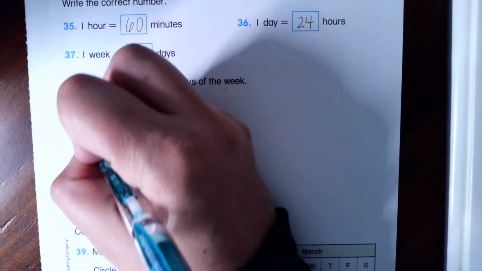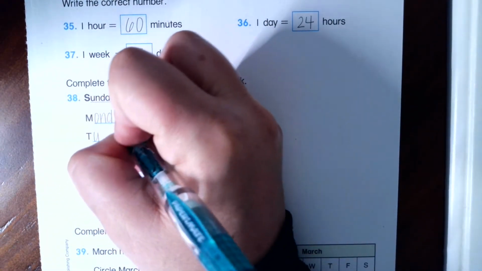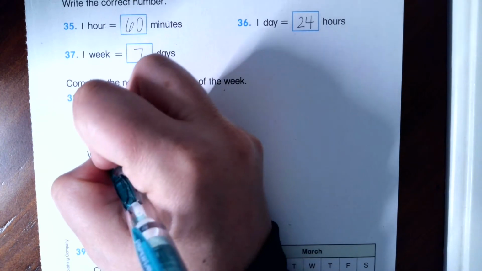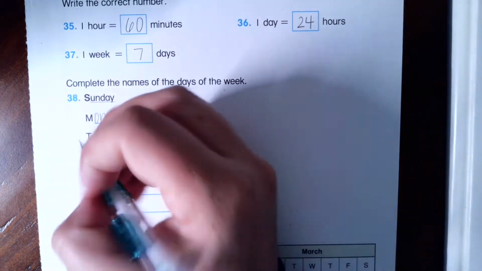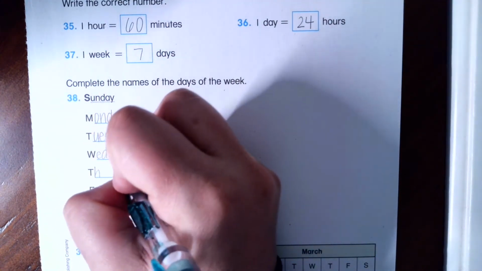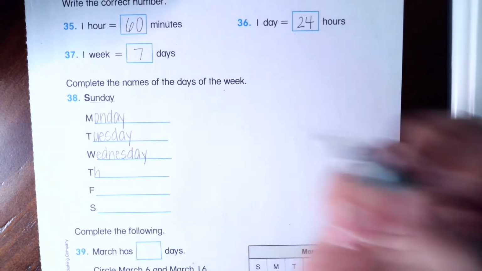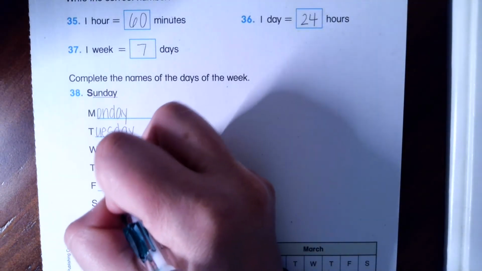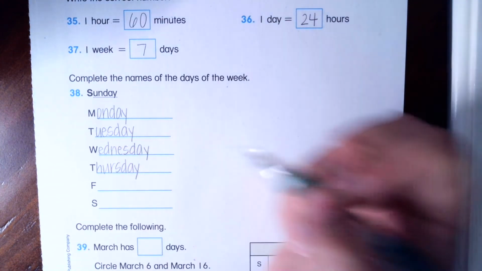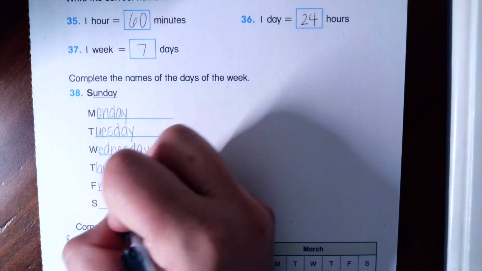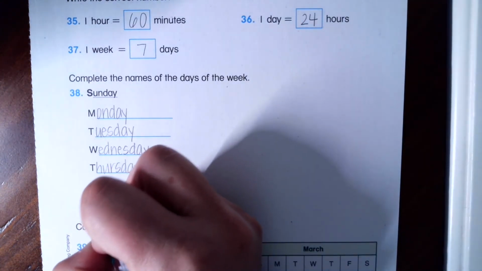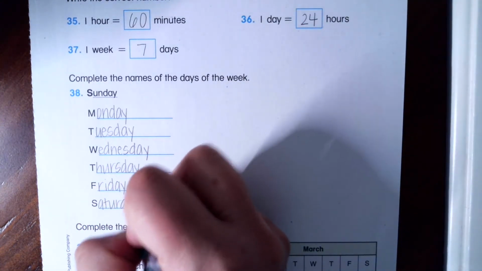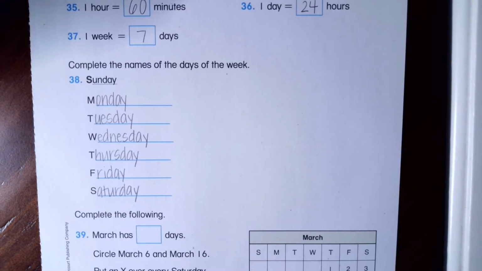All right, let's check. So M is for Monday, Tuesday, Wednesday, Thursday, Friday, and Saturday. And you notice they all end with the word day. So I bet you know how to spell day. So you at least get part of the word correct.